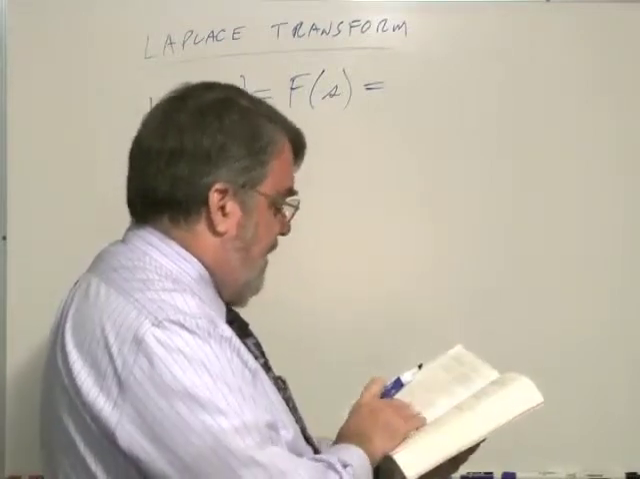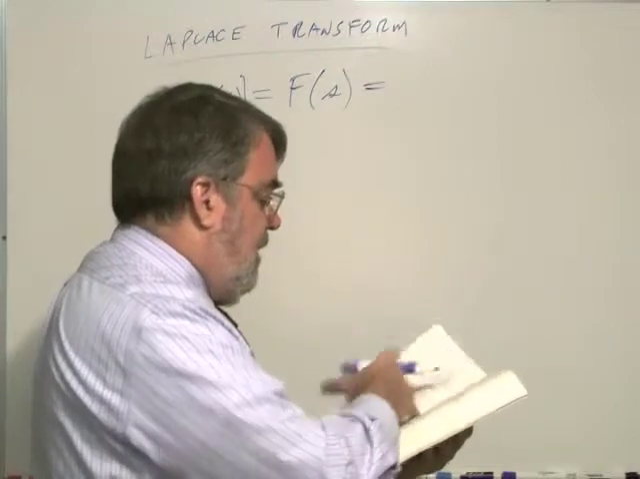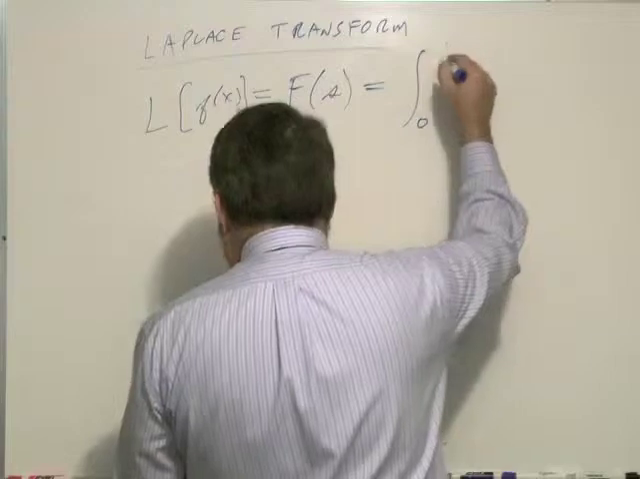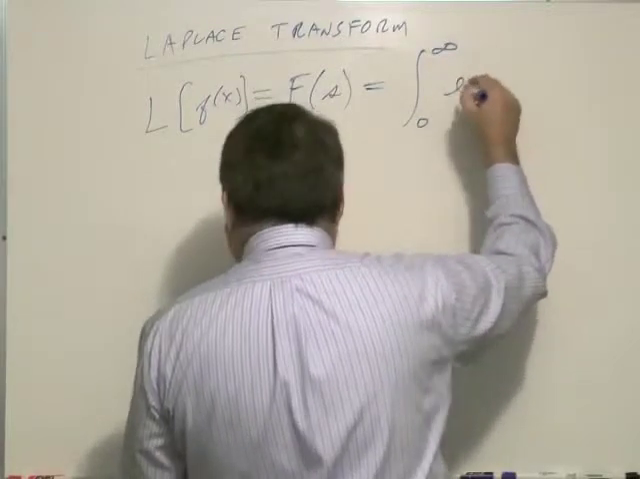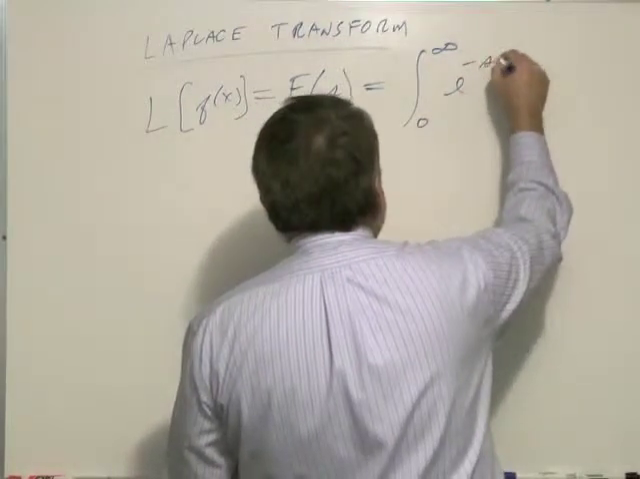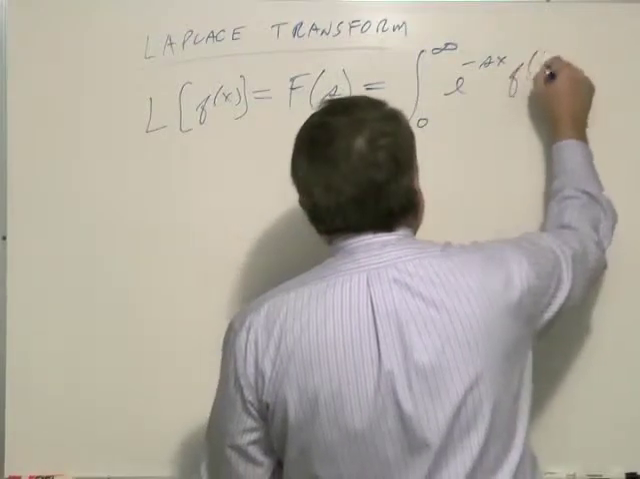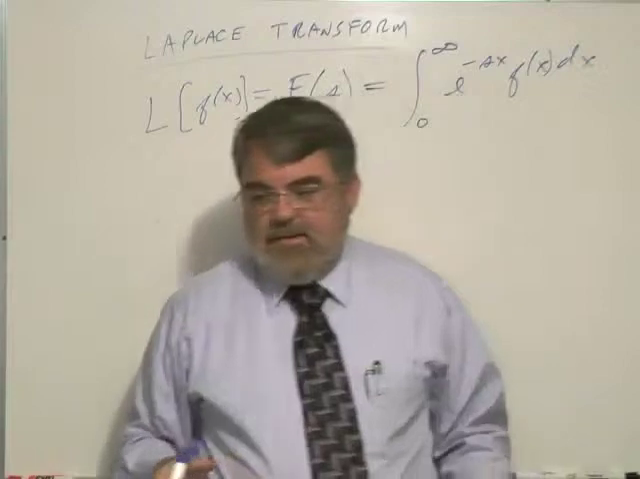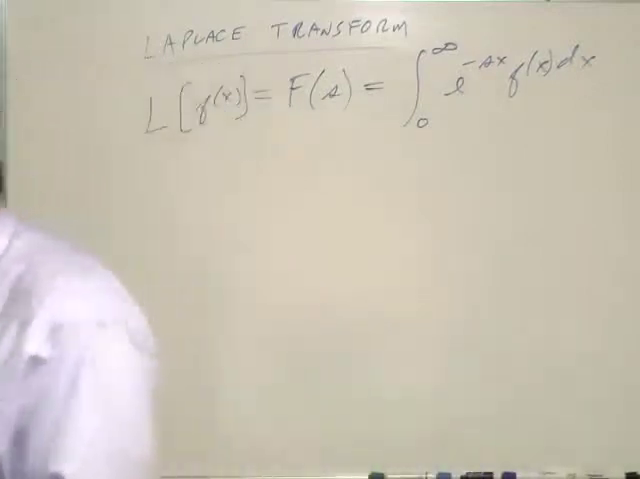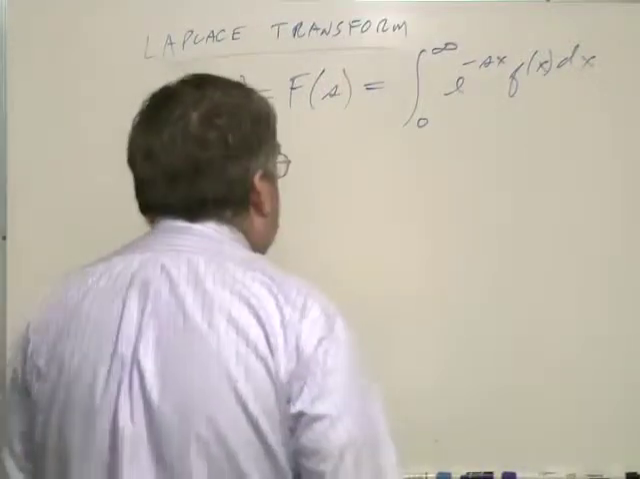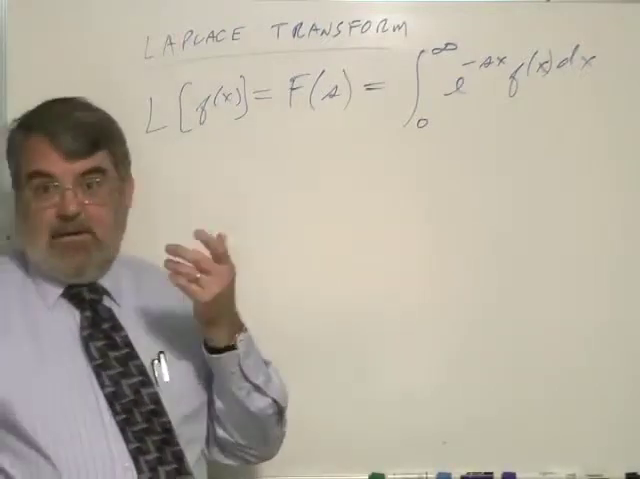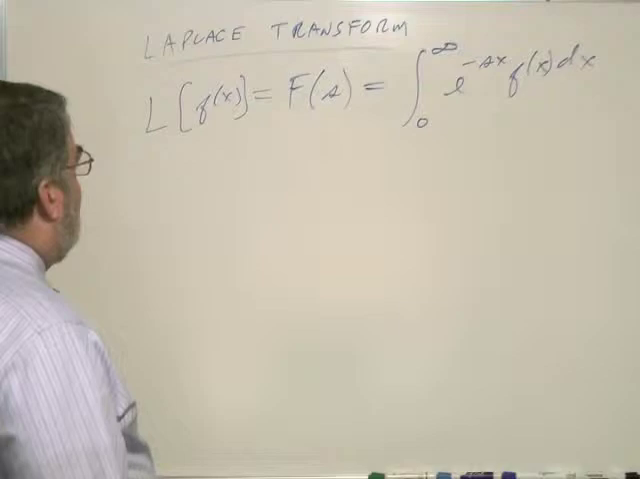And I lost my place here. Okay, here it is. It's an integral from 0 to infinity of e to the minus sx f of x dx. Right. Well, that's not intuitive at all, is it? I don't find it intuitive. But you have to bear with me as I develop this method. It'll start to make some sense once we get to apply it.